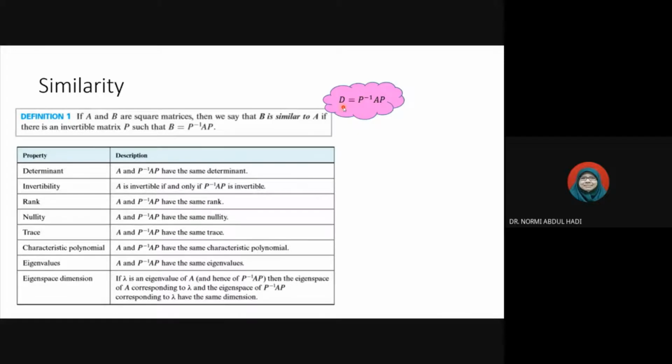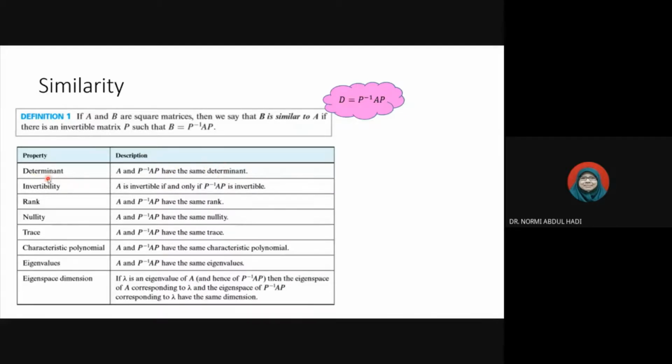All elements in D are 0 except for the diagonal. Generally, elements in A are non-zero. So why do we need to find D? Because D is a simple representation of A, and D is similar to A. It is similar in terms of, first, the determinant. D is P inverse AP, so A and D actually have the same determinant. So this is the first similarity.